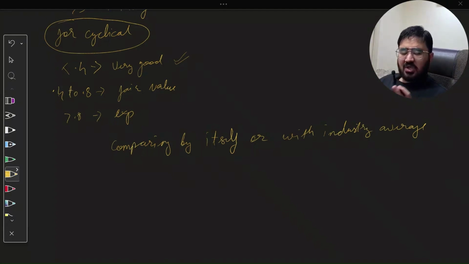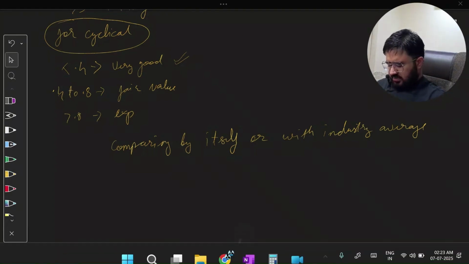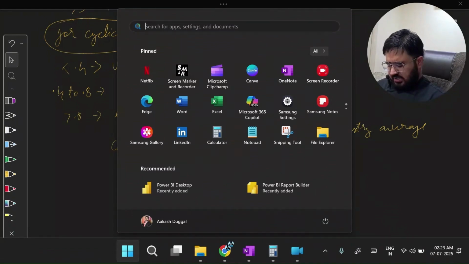If it is lower than industry average, then of course it says cheap as compared to the industry. If it is greater than industry average, then it is expensive as compared to its peers in the industry. So that is how we interpret it. Now let's take a live example. So let me take you to an example.